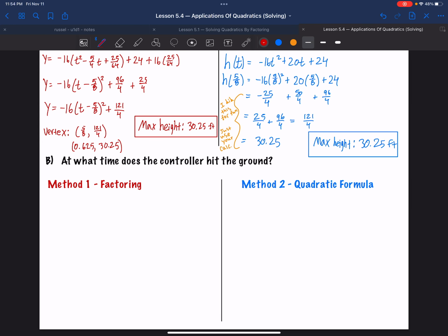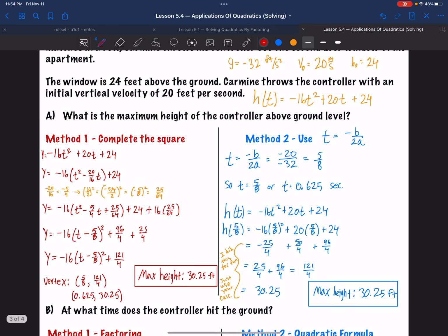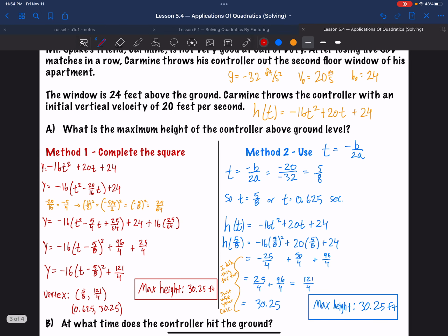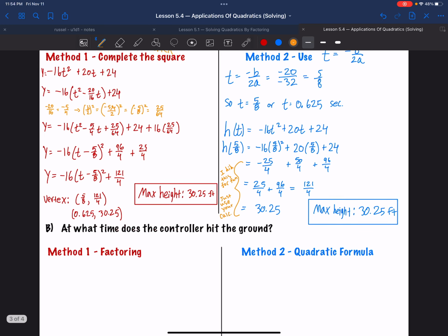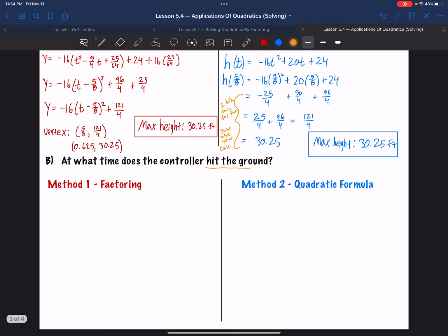All right. At what time does the controller hit the ground? Now, when does it hit the ground? We're looking for zeros, right? When I say max height, that implies vertex. And when I say hit the ground, that implies roots or x-intercepts. So I'm looking for when y equals 0, right?